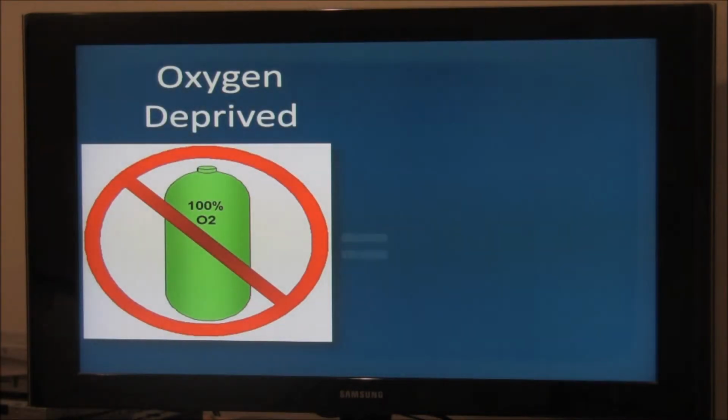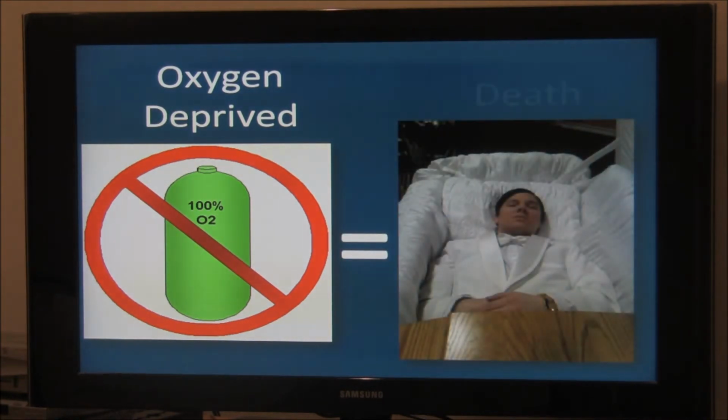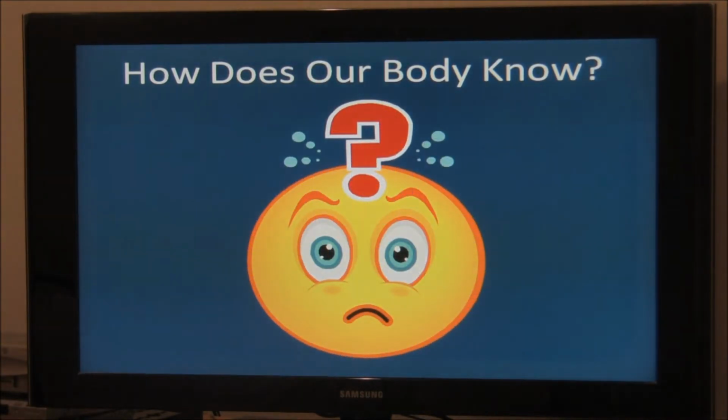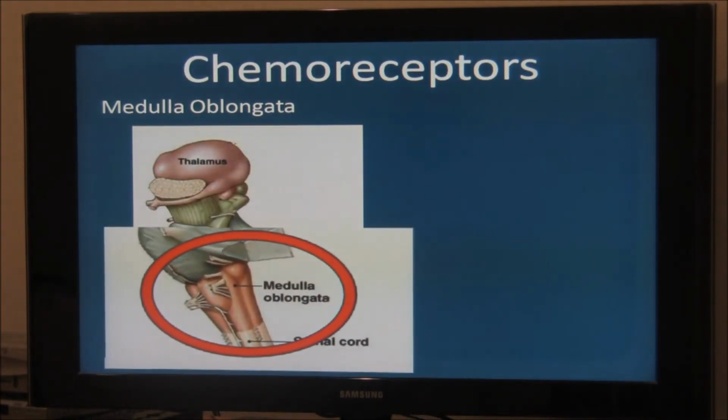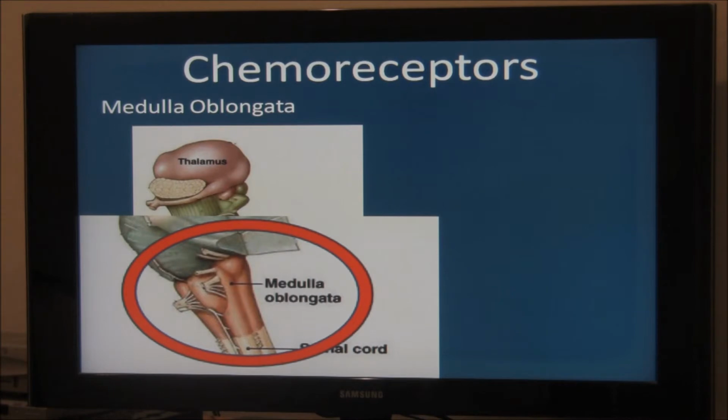If someone doesn't get enough oxygen in the body tissues, they become oxygen deprived. The longer the tissues are deprived from oxygen, the more damage occurs. This, as you know, can cause death. So how does our body know we need more oxygen? Well, we have chemoreceptors in our medulla oblongata, and these receptors monitor the carbon dioxide levels in our blood.